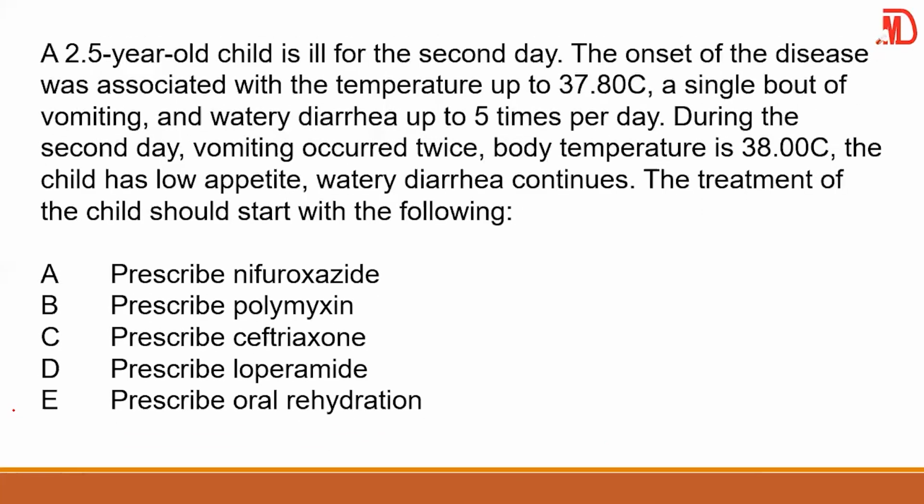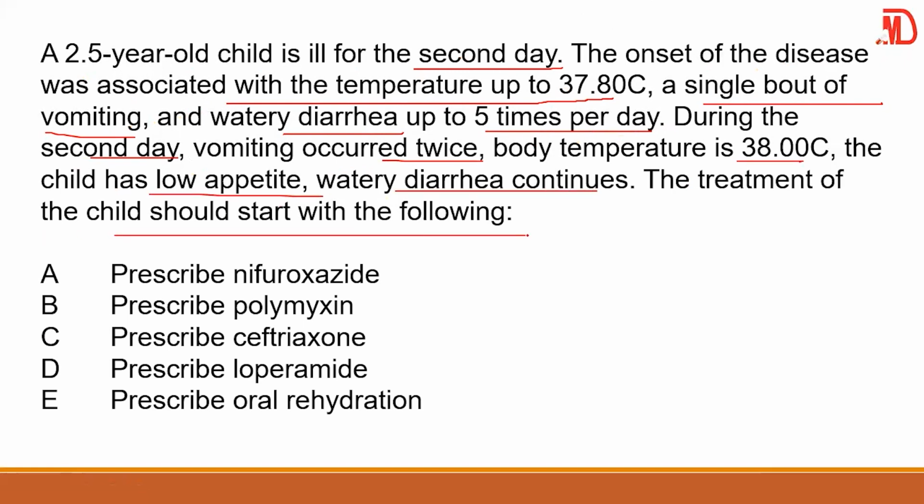A 2.5-year-old child is ill for the second day. The onset of the disease was associated with temperature up to 37.8, a single bout of vomiting, and watery diarrhea five times a day. During the second day, vomiting occurred twice, temperature 38. The child has low appetite, and watery diarrhea is continuous. Guys, what treatment should you start first?